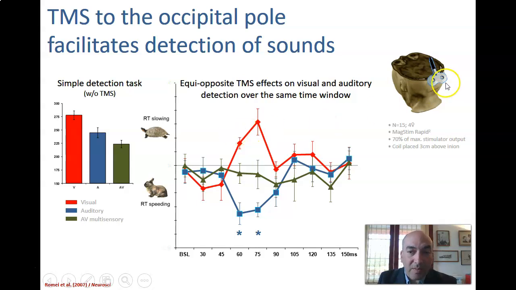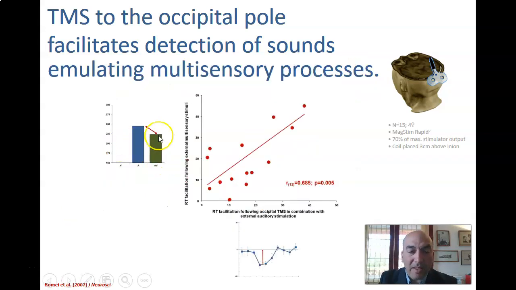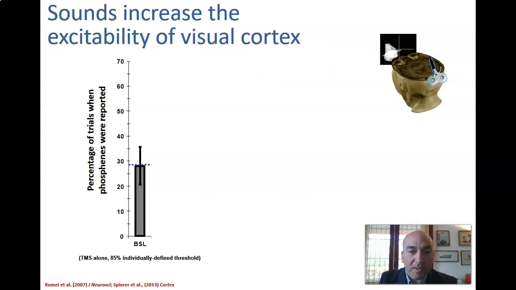When one combines a single pulse TMS over the occipital pole with detection of an auditory stimulus, reaction times over the same time period are facilitated. And under multisensory conditions, we effectively observe no effect on behavior, on detection. And what we observe is that that gain with external stimuli is correlated with the gain that one observes with an external auditory stimulus and a TMS pulse over the occipital scalp, suggesting that TMS facilitates the detection of sounds and indeed emulates multisensory processes.